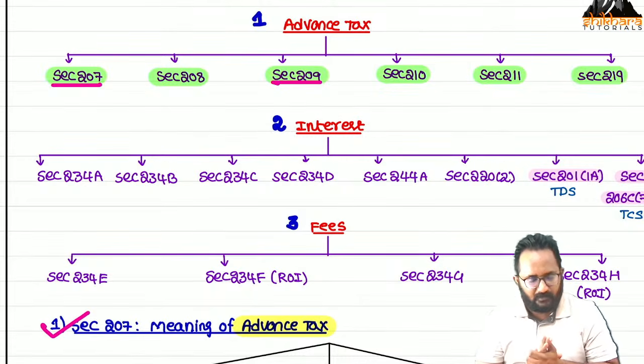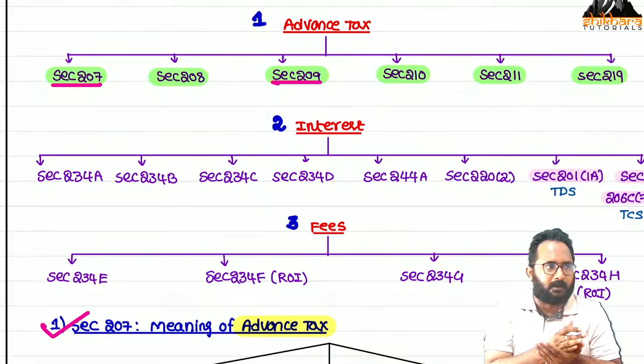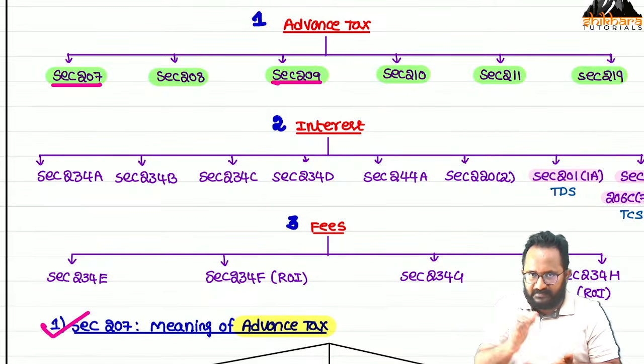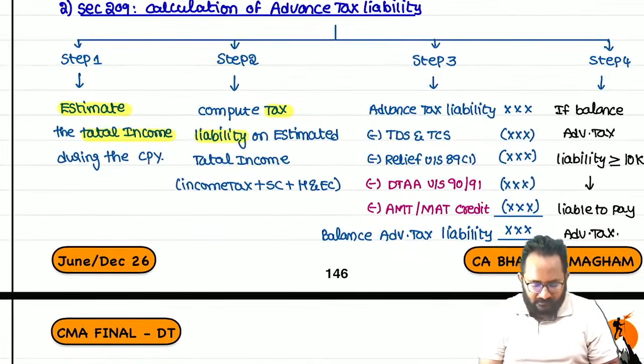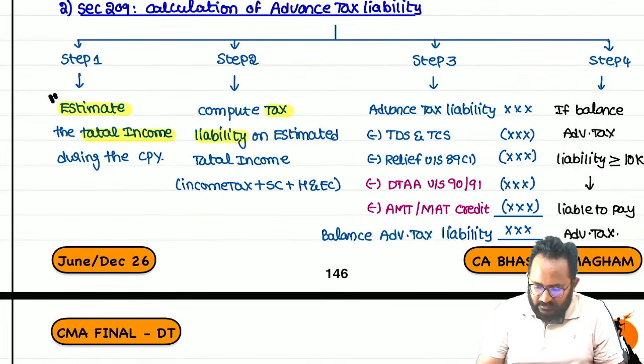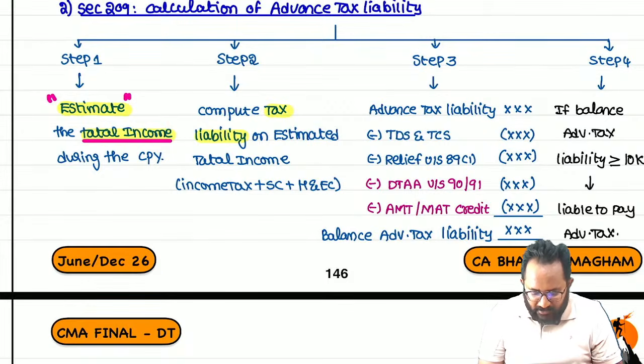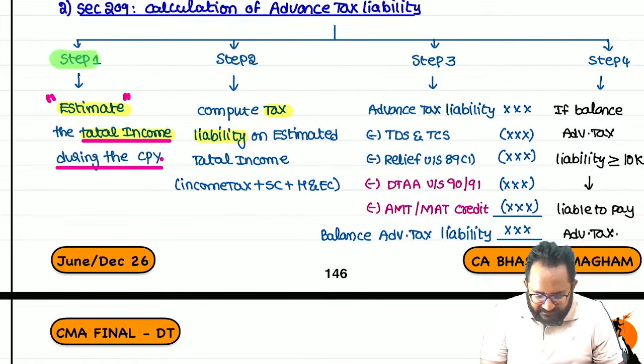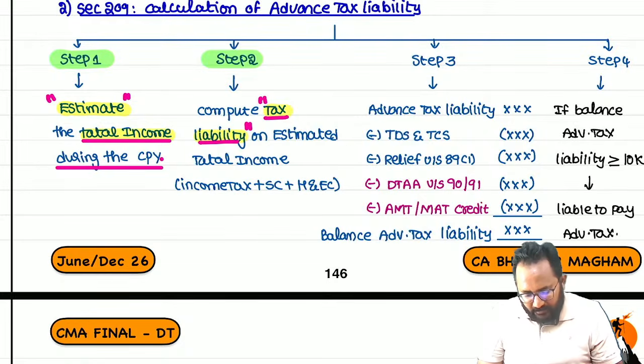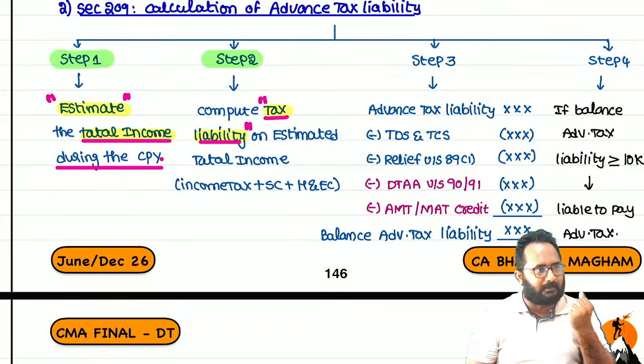Estimation basis means, can you tell me on which day we have to estimate? During the first day of the previous year itself, we have to estimate the total income for the previous year. So remember, it is estimation based, not actual. Estimate the total income during the current previous year. That you have to do in the first step. What is the second step? Please calculate the tax liability on the estimated total income. In step 1, you estimated some total income, right?